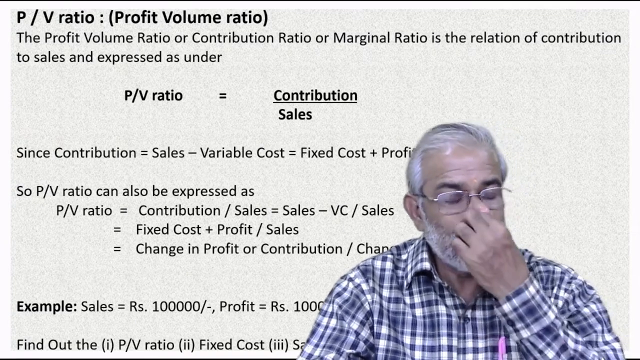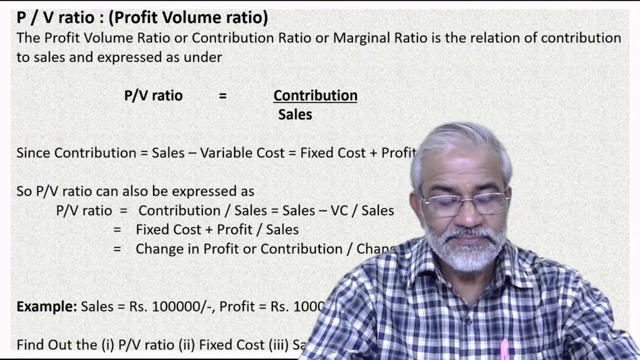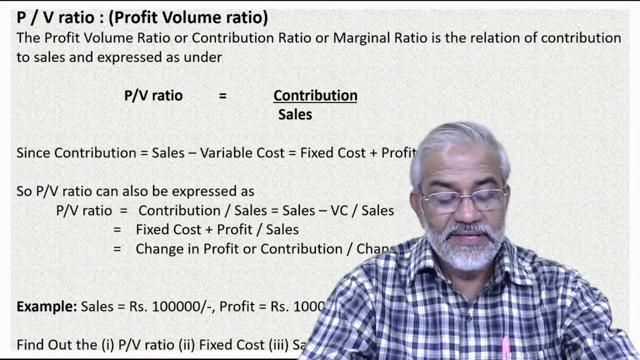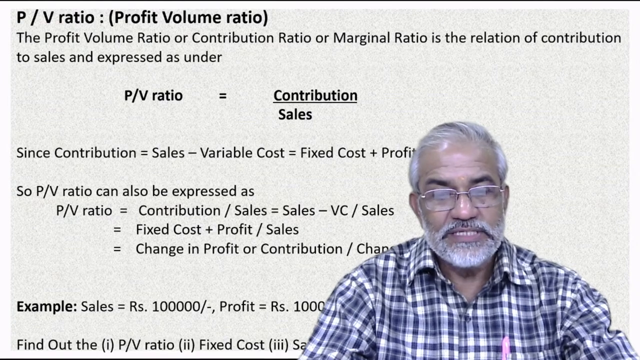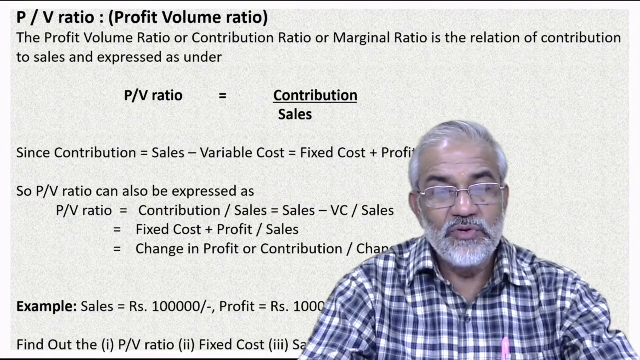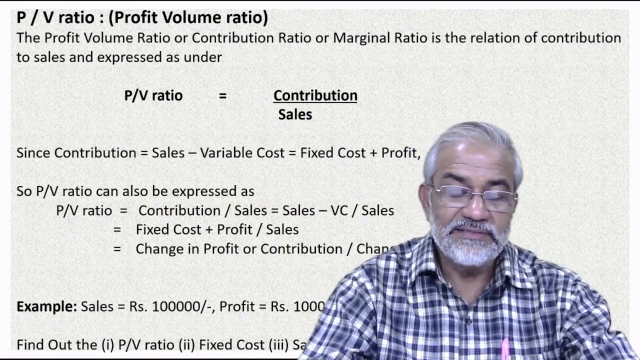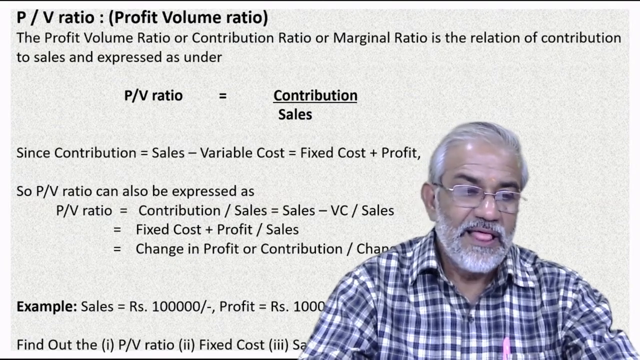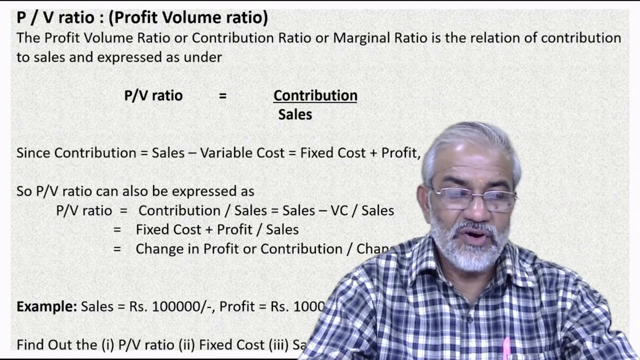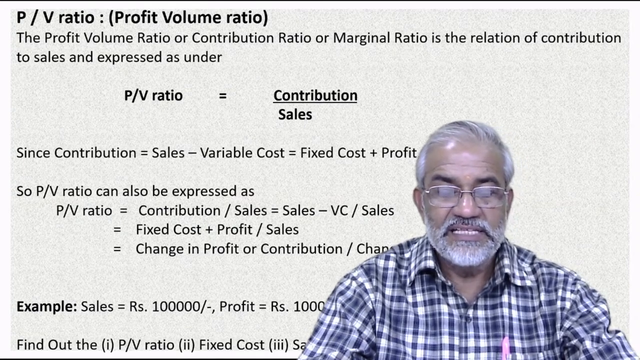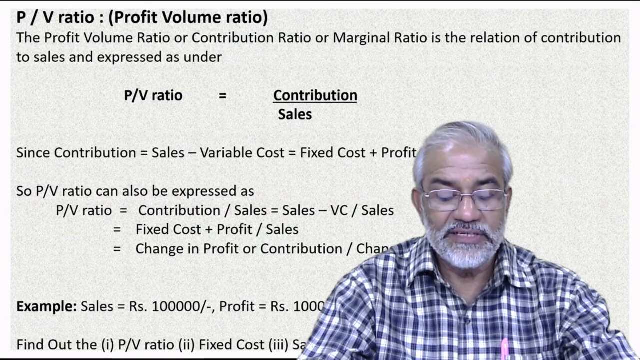Let us take an example for computation of the PV ratio here. The sales is 1 lakh, the profit is rupees 10,000, and the variable cost is 75%. Find out the PV ratio first, the fixed cost second, and third, the sales volume to earn a profit of rupees 40,000.